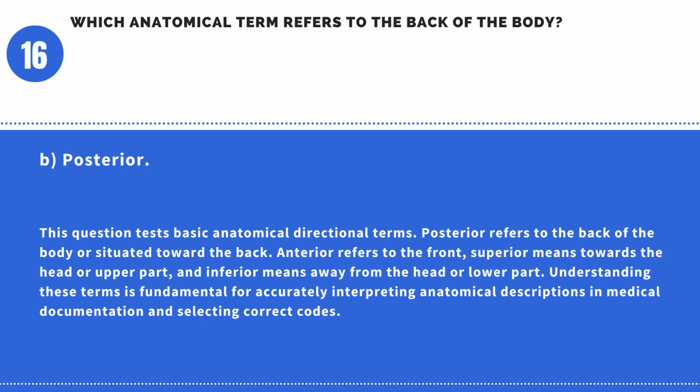Answer B. Posterior. This question tests basic anatomical directional terms. Posterior refers to the back of the body or situated toward the back. Anterior refers to the front, superior means towards the head or upper part, and inferior means away from the head or lower part. Understanding these terms is fundamental for accurately interpreting anatomical descriptions in medical documentation and selecting correct codes.